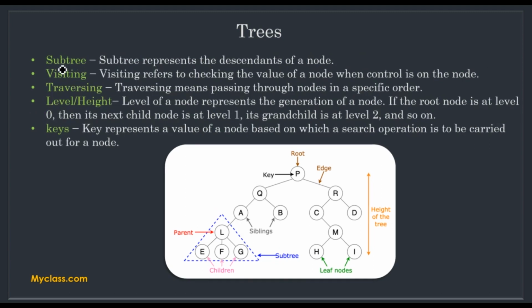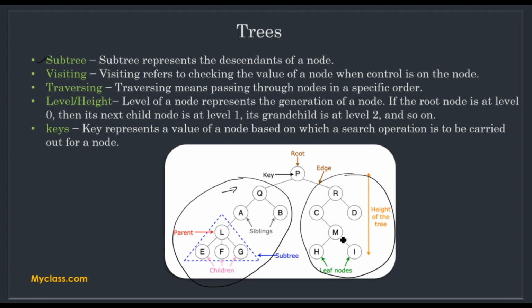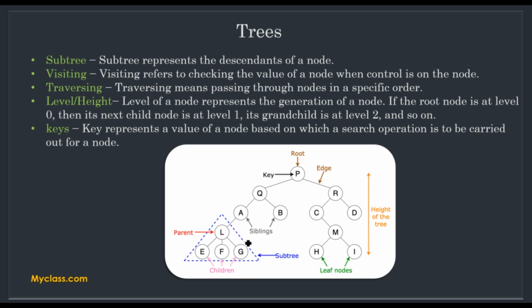Next, another term is subtree. What is a subtree? When we are considering one tree, there can be another tree structure inside that tree. In this picture, this is also a subtree. P's left child is Q, so this is the left subtree and this is the right subtree. And again we can call this portion also a subtree. In this subtree, L is the parent and L has three children E, F, G. Inside a tree, we can find lots of subtrees.